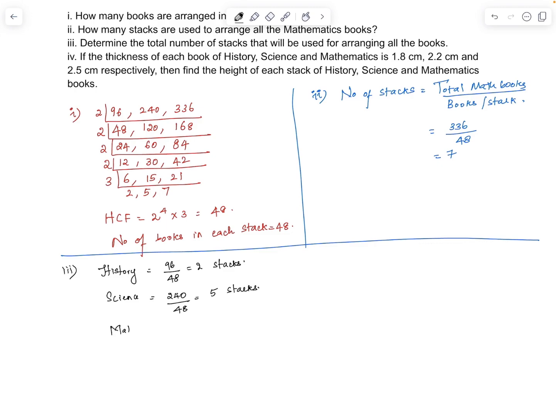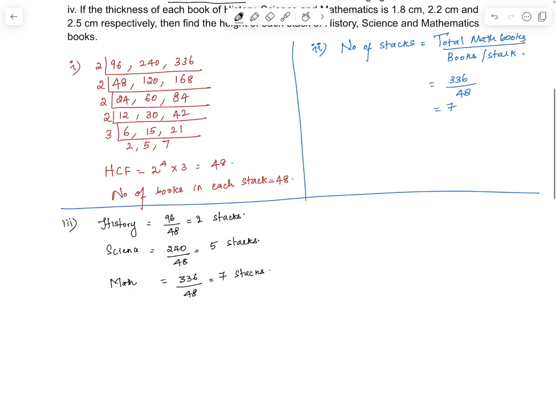Math, which has been calculated already, 336 upon 48, that gives 7. So we need 7 stacks for math. We have to calculate the total number of stacks. Total number of stacks is equal to 2 plus 5 plus 7, that is 14.